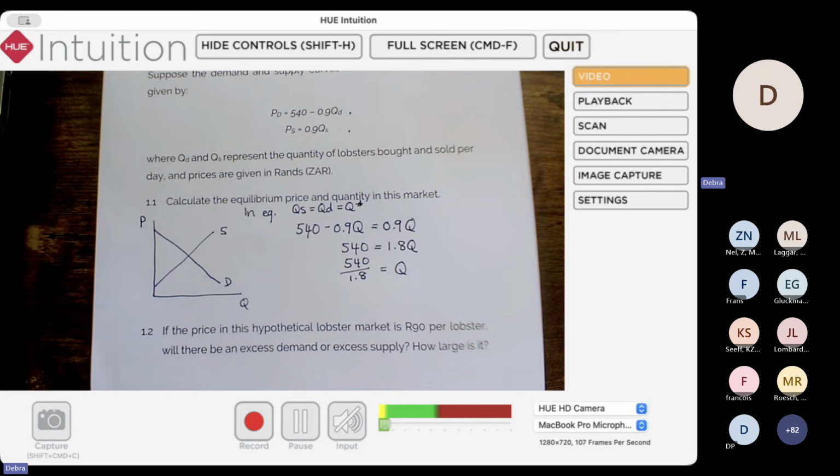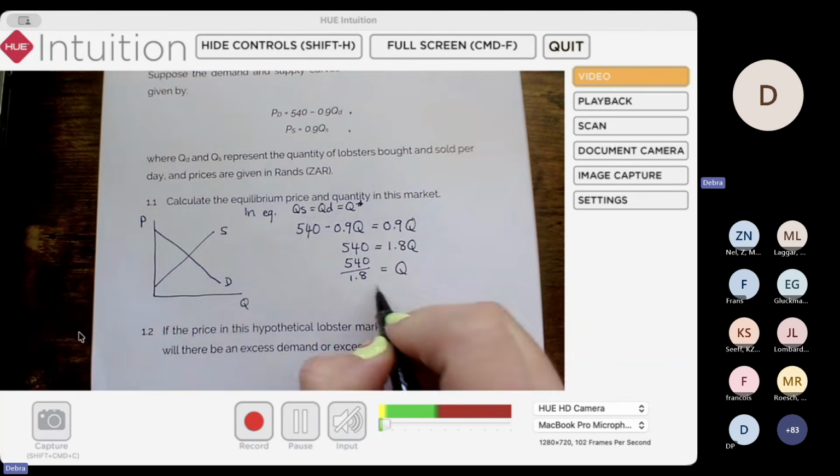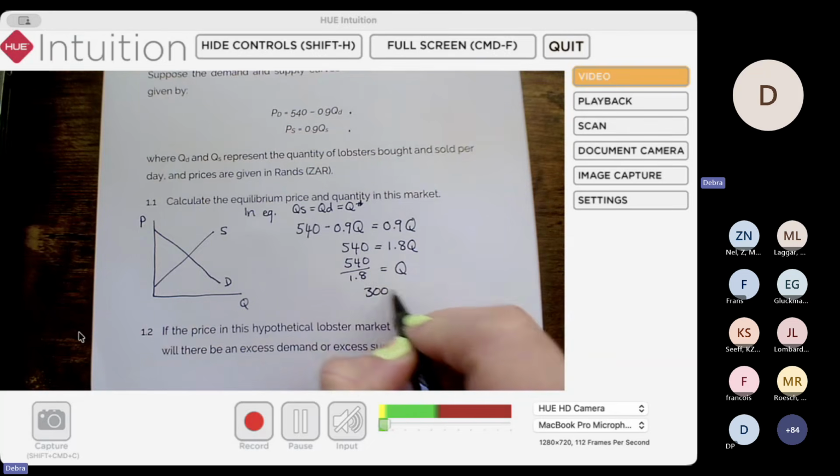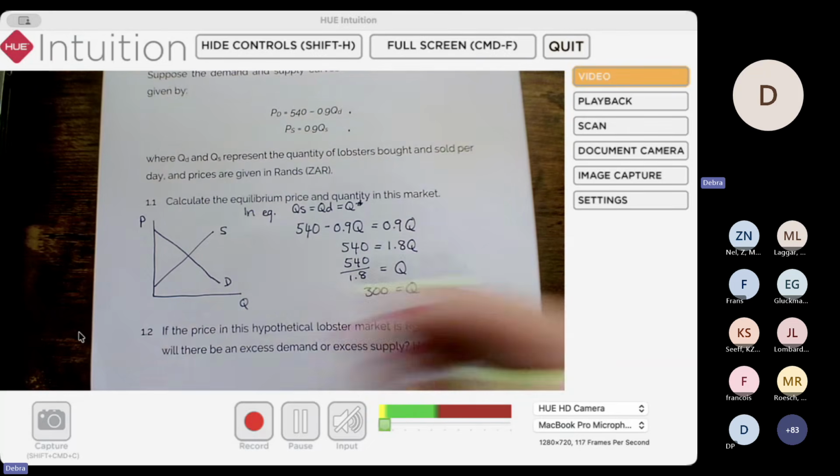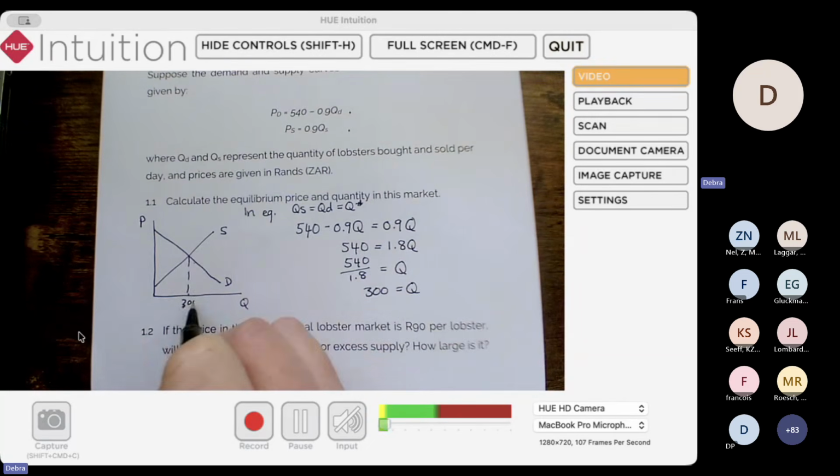And 540 divided by 1.8, I'm just going to open my calculator quickly. So 540 divided by 1.8 is 300. So the quantity is 300 in equilibrium. So that would be the value there.